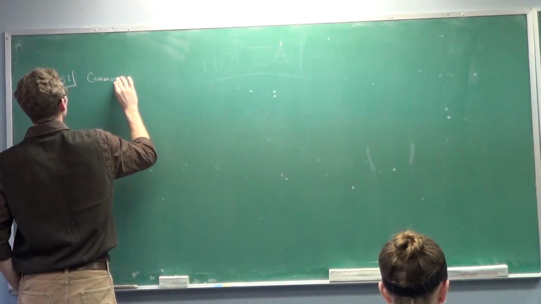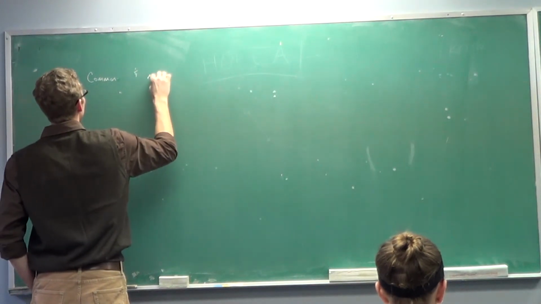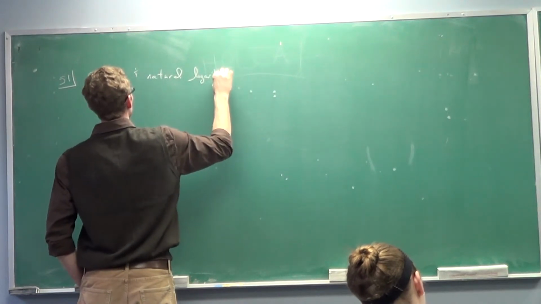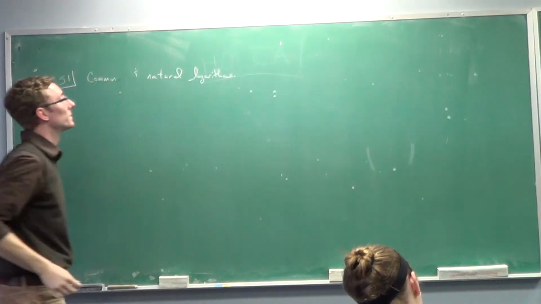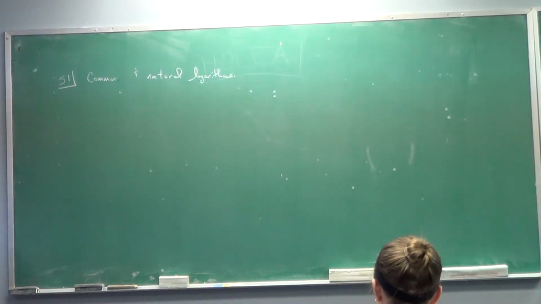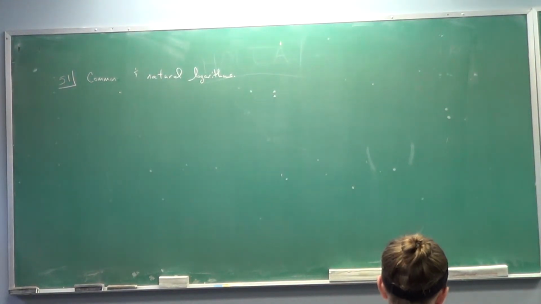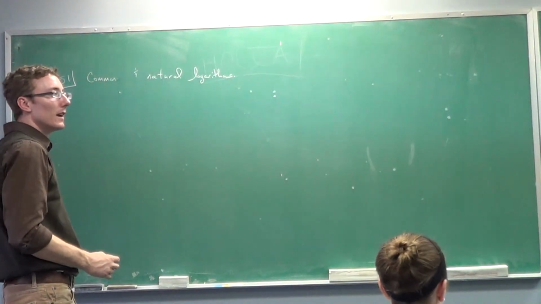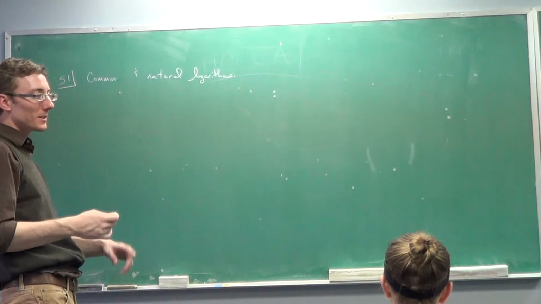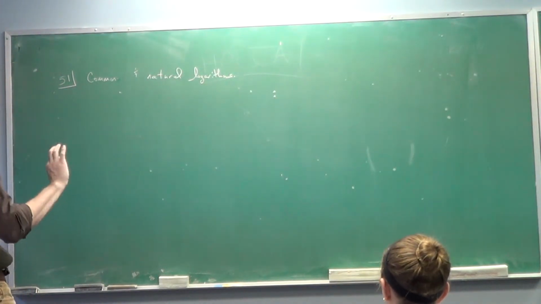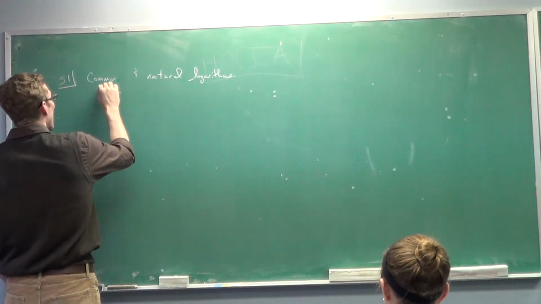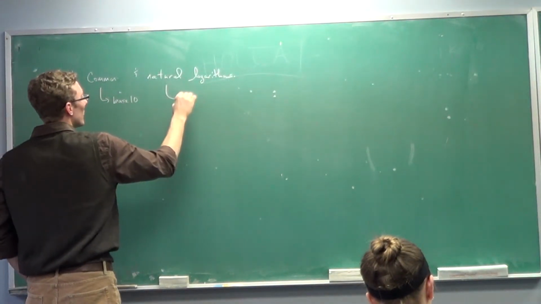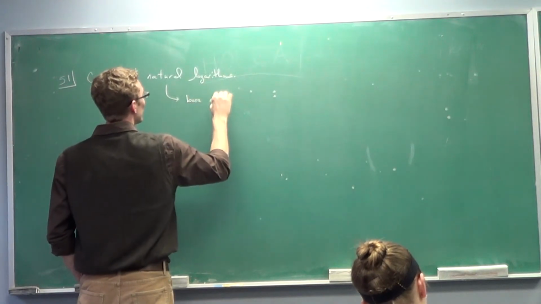Common and natural logarithms. We know what logarithms are. Remember the first time we saw logarithms? You guys are just like, ugh, right? I'm telling you they're useful. Bacterial growth and decay, you can't do it without logs. The common logarithm is base 10. The natural logarithm is base e.